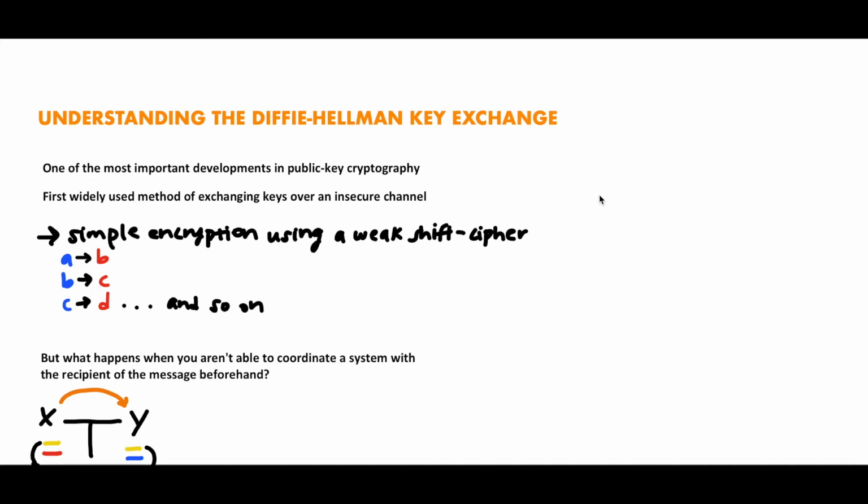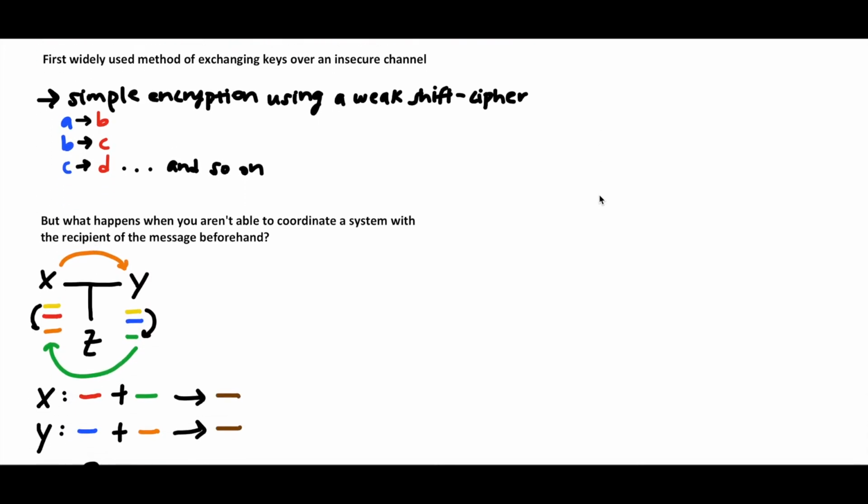To start off, let's look at a simple encryption methodology that employs a weak shift cipher. Here, A becomes B becomes C becomes D, and so on and so forth. But what happens if we aren't able to coordinate a system, the recipient, and the message beforehand? In this example, X and Y are two individuals who'd like to share information across an insecure channel.